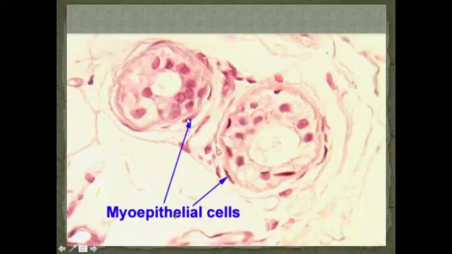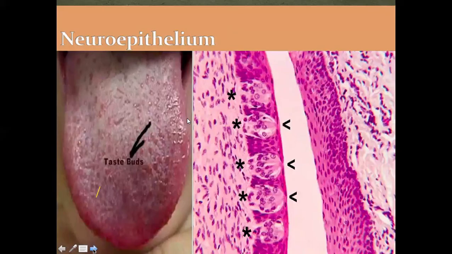Okay? So this is from the breast, no? So this is the duct of the breast. Okay, so you can see here, we have the myoepithelial cells. So they are called the myoepithelium. So they help this gland na mag-contract para mailabas yung milk, which is secretions of your breast, okay?